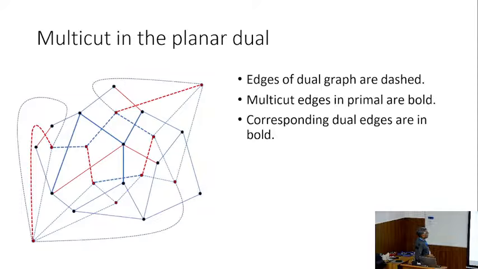Okay, now, the primal, the multi-cut edges, right? So remember we had corresponding dual edges. So this was a multi-cut, that I had shown you. It's the same running example that I'm continuing with. And I'm taking these, which are in bold, and their duals are correspondingly also in bold.